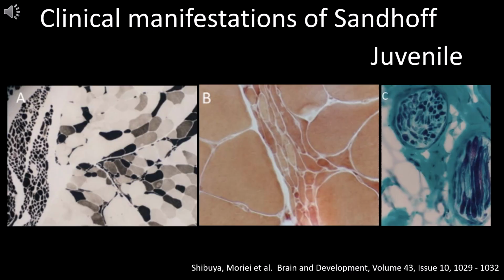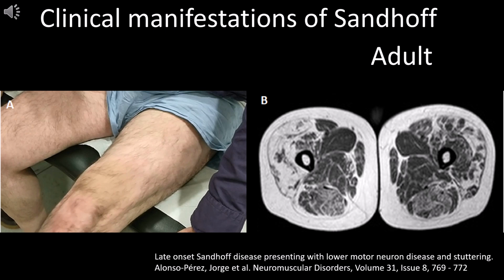The juvenile type may present as a lower motor neuron disease. In those patients, muscle biopsy shows group atrophy and spared myelinated fibers in an intramuscular nerve twig. The adult type may also present as a lower motor neuron disease with significant proximal muscle weakness.